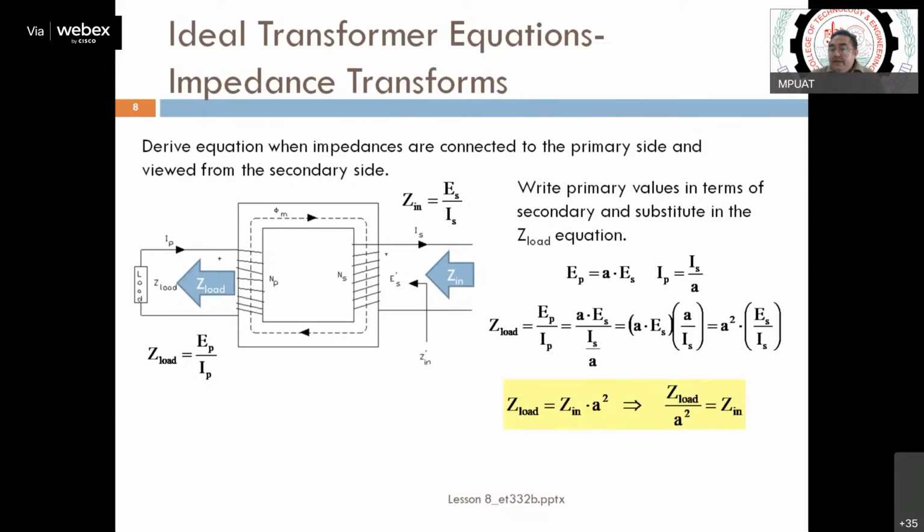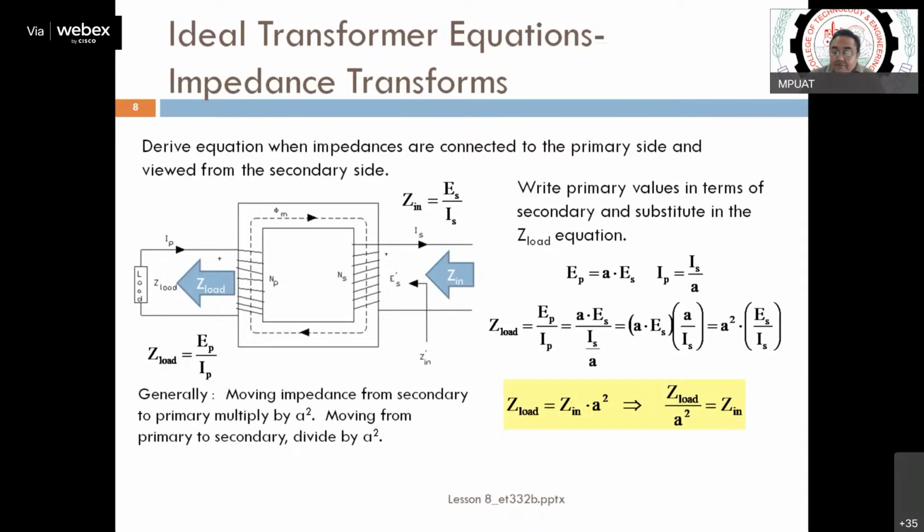Look towards the board: Z load, as viewed from the secondary side, will be nothing but Z input multiplied by turn ratio square. So this is just the inverse of what we have viewed from the primary side. In the primary side, Z load was Z input upon A square, but when viewed from the secondary side, Z load is equal to turn ratio square multiplied by Z input.